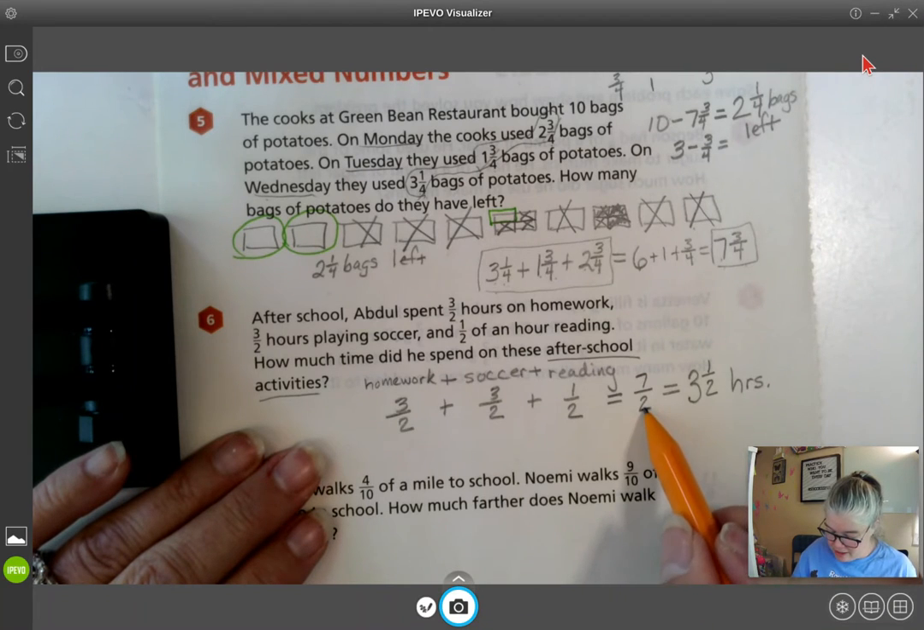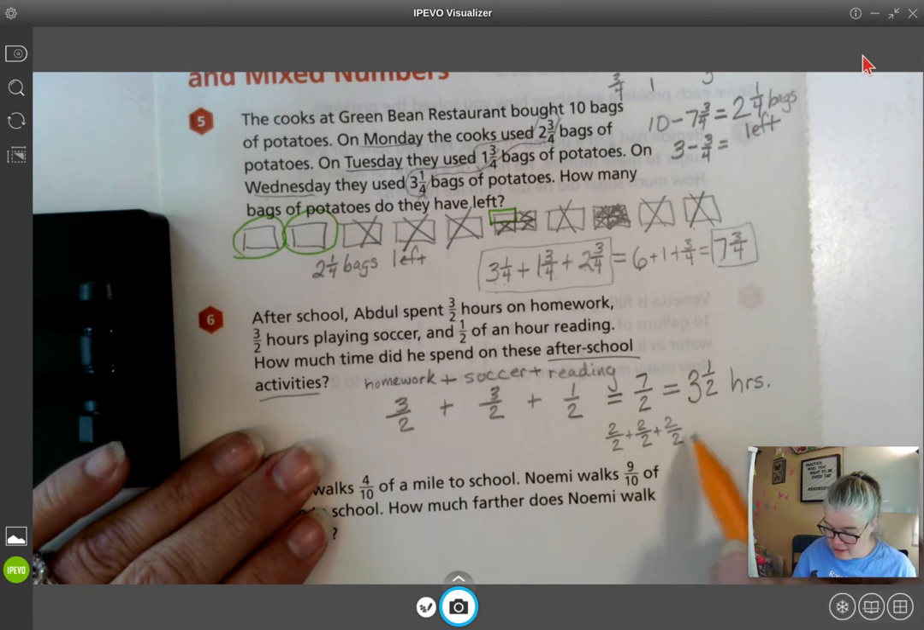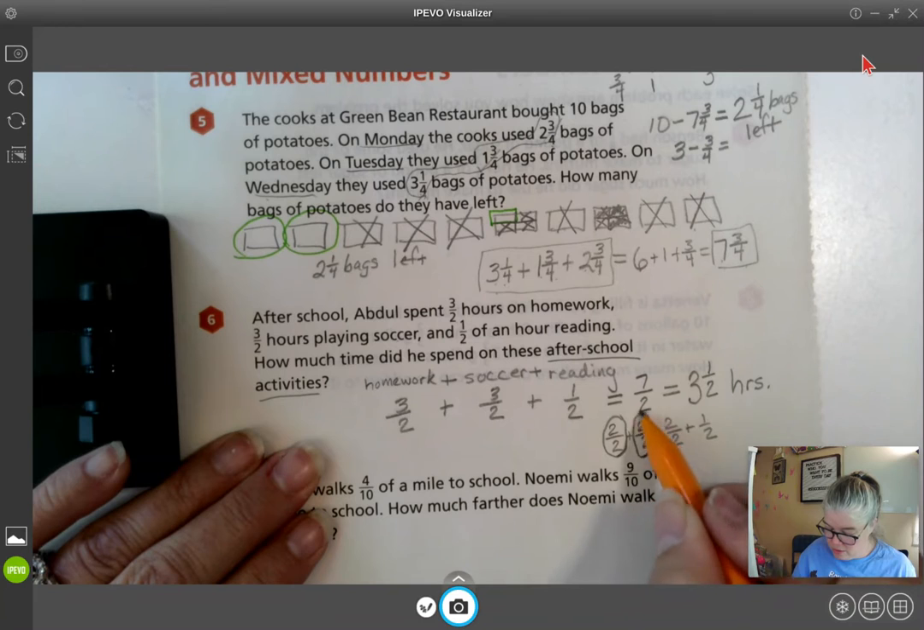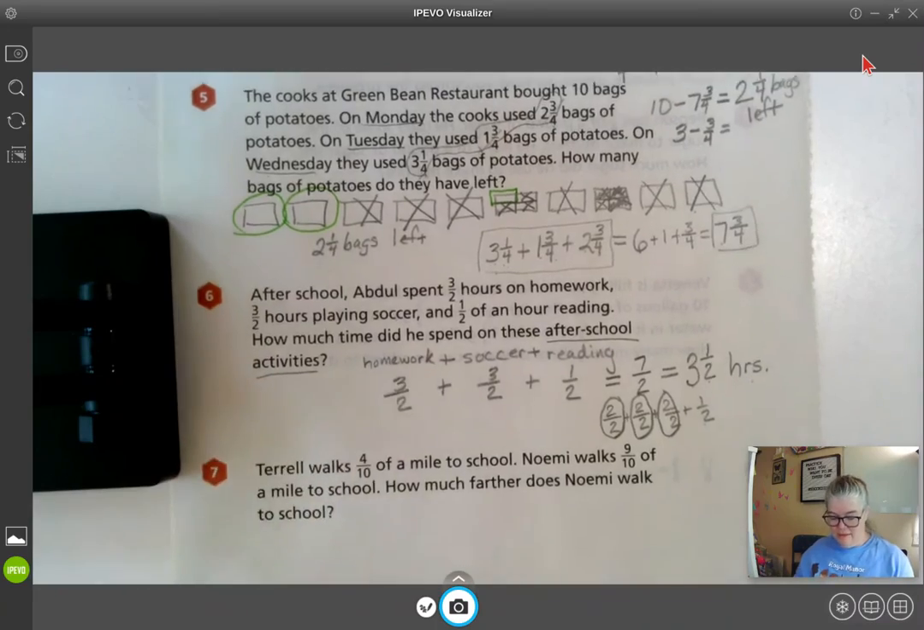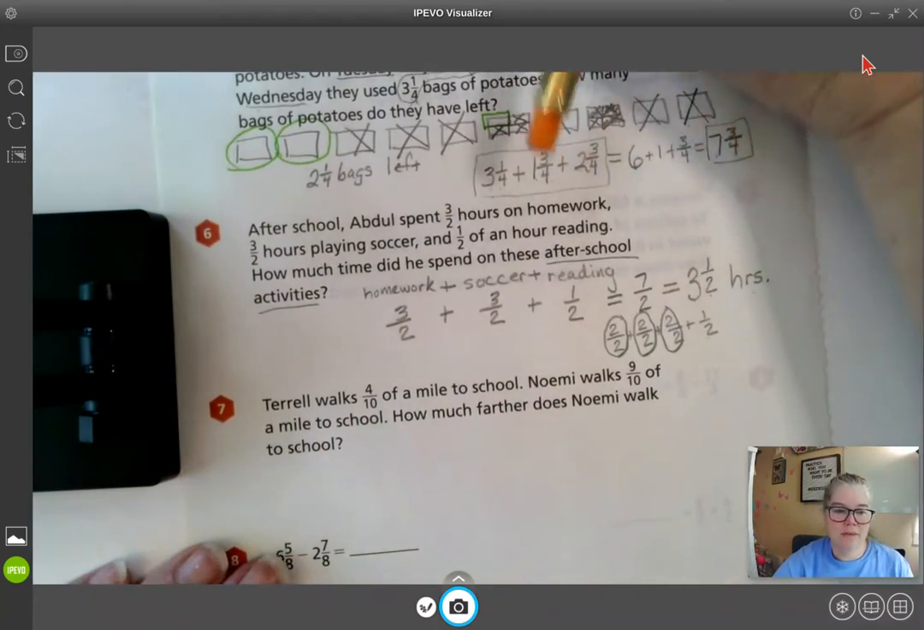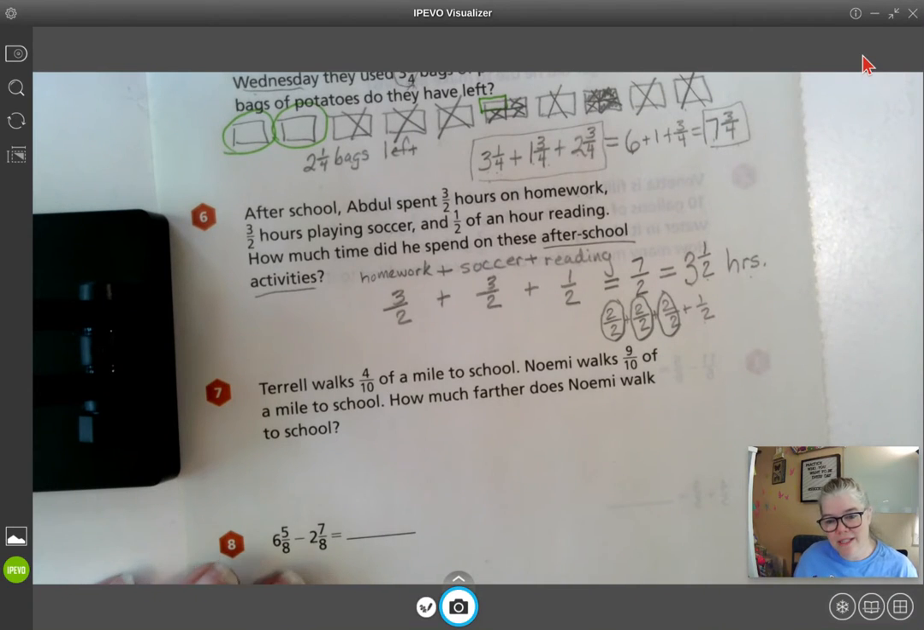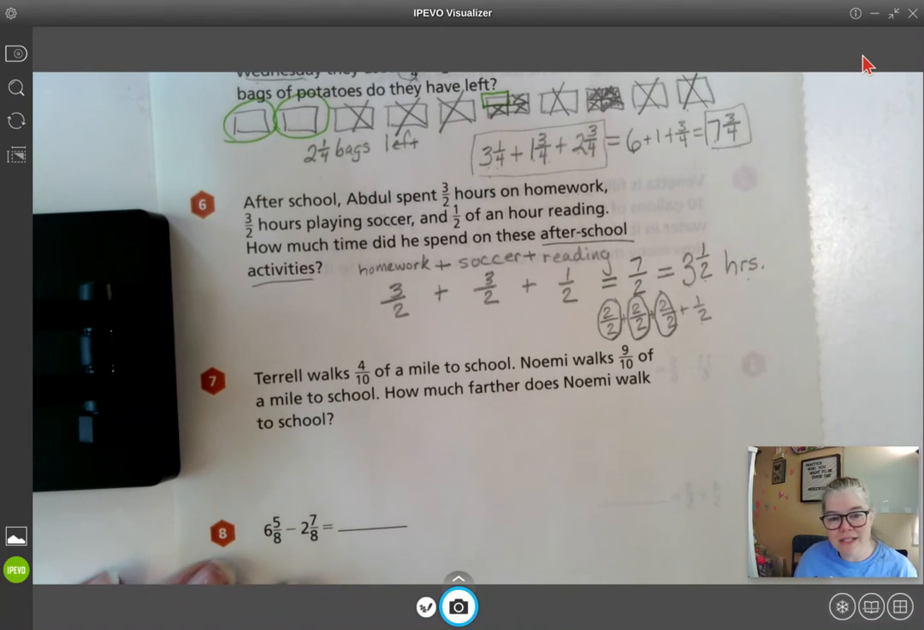Cool. So yeah, I could rewrite that as 2/2 plus 2/2 plus 2/2 plus 1/2. That would give me 7/2, right? So here's 1 whole, 2 wholes, 3 wholes, and then a half. 3.5 hours. All right. If you haven't tried number 7 yet, go try it first, and then come back and watch how to solve it. Pause that video.